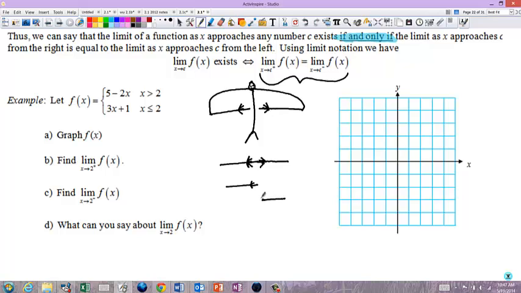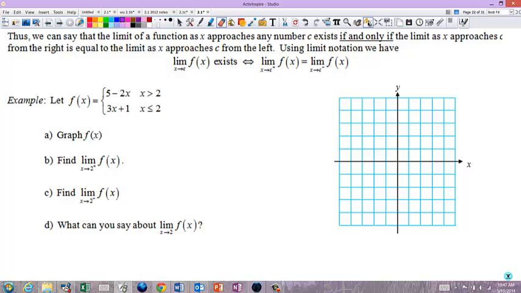This is bad. They can't be going to 2 different spots. They're headed to the same place. They're headed to the same place with a hole. All those are fine. But if you're going to 2 different spaces, it's no good. The limit does not exist.